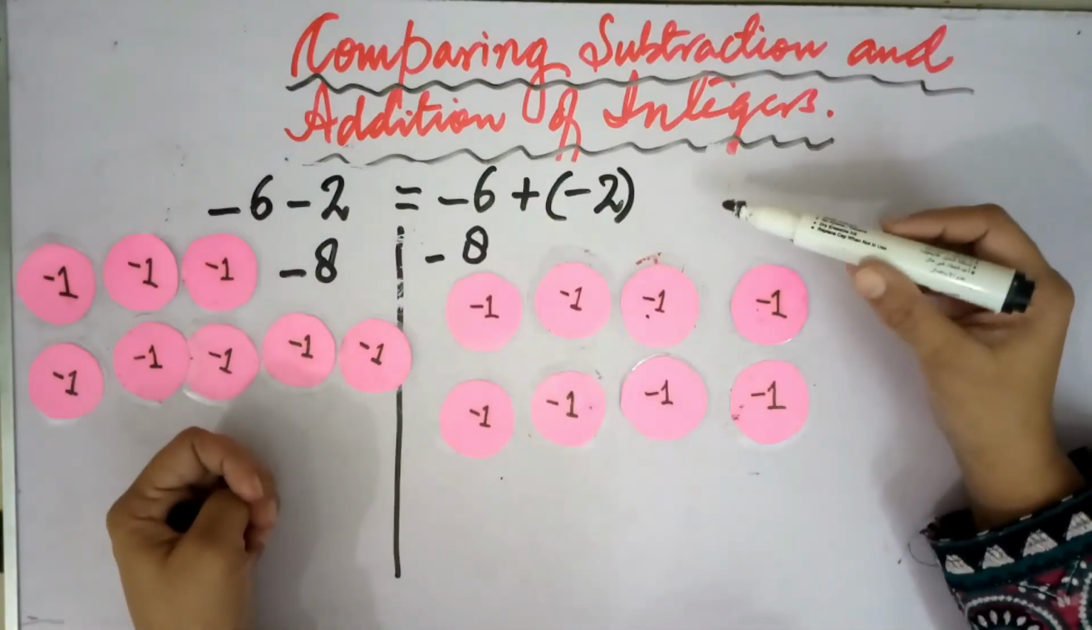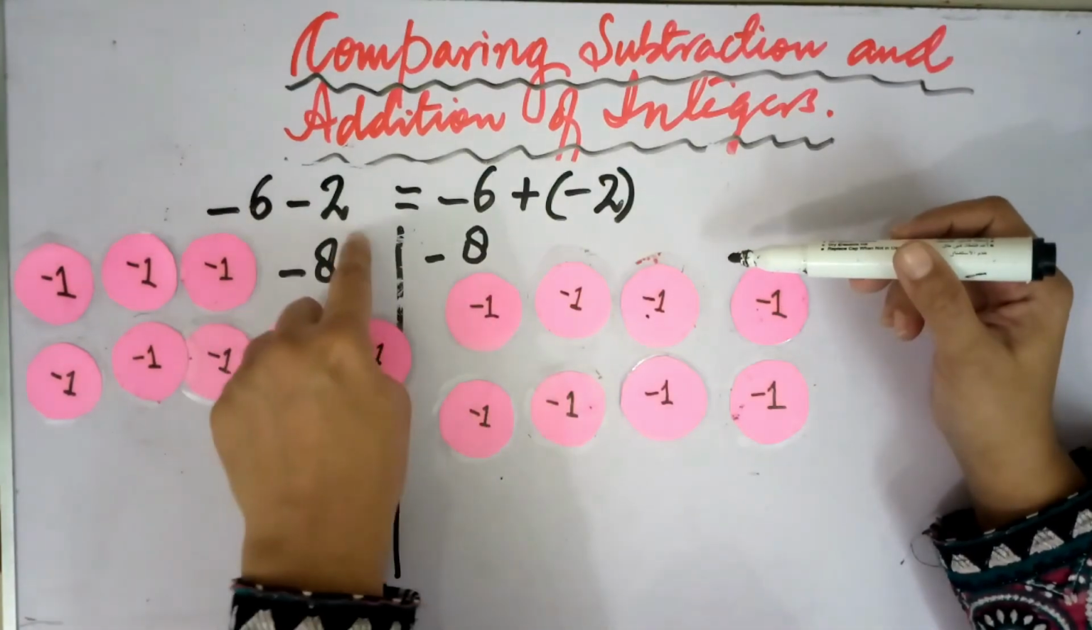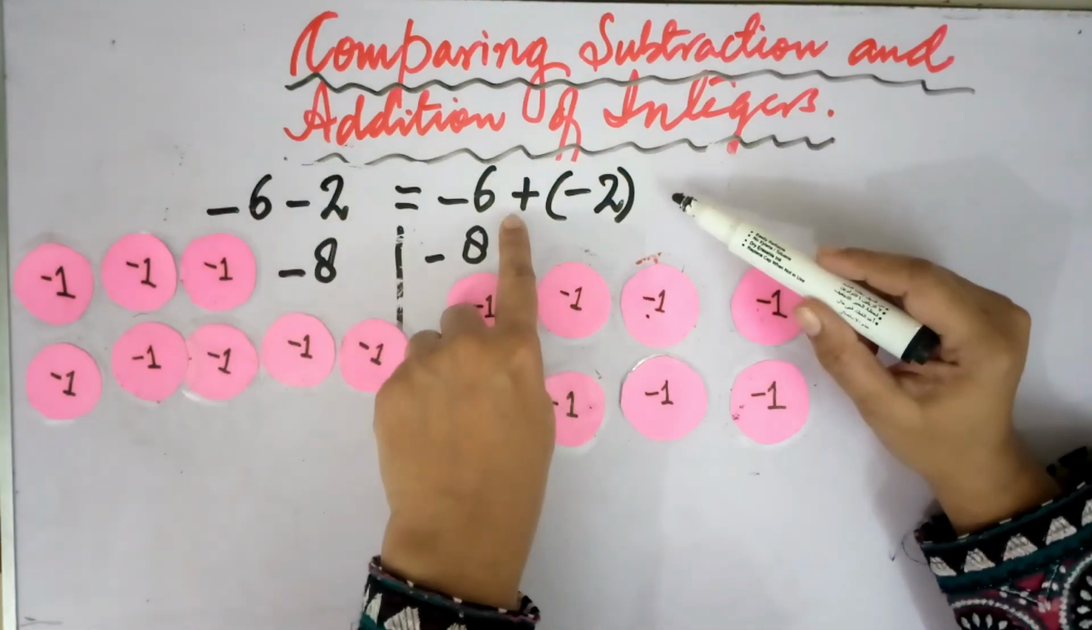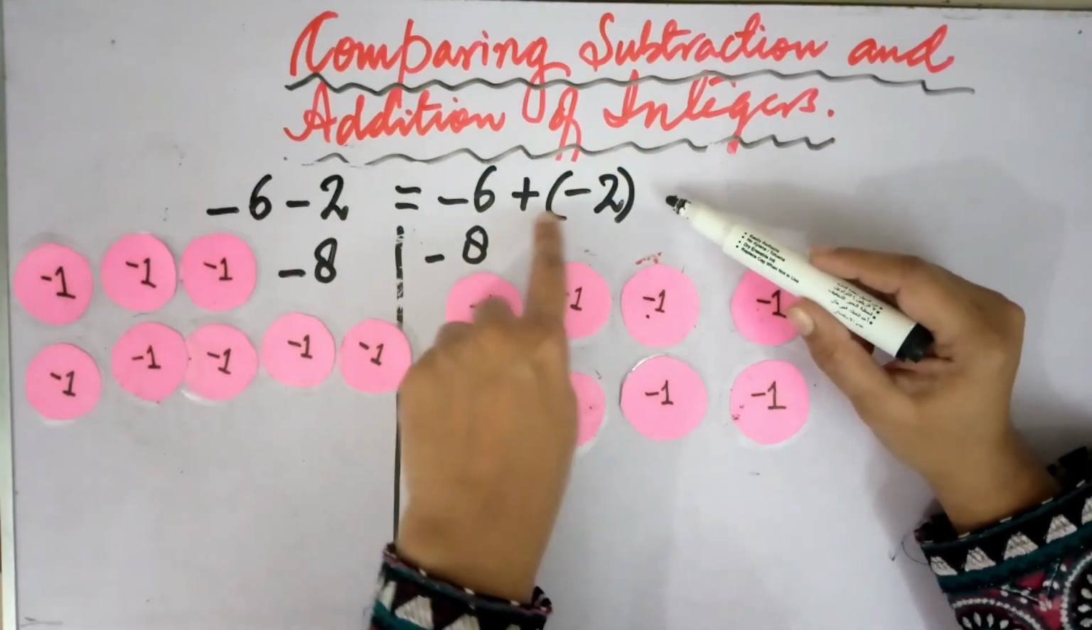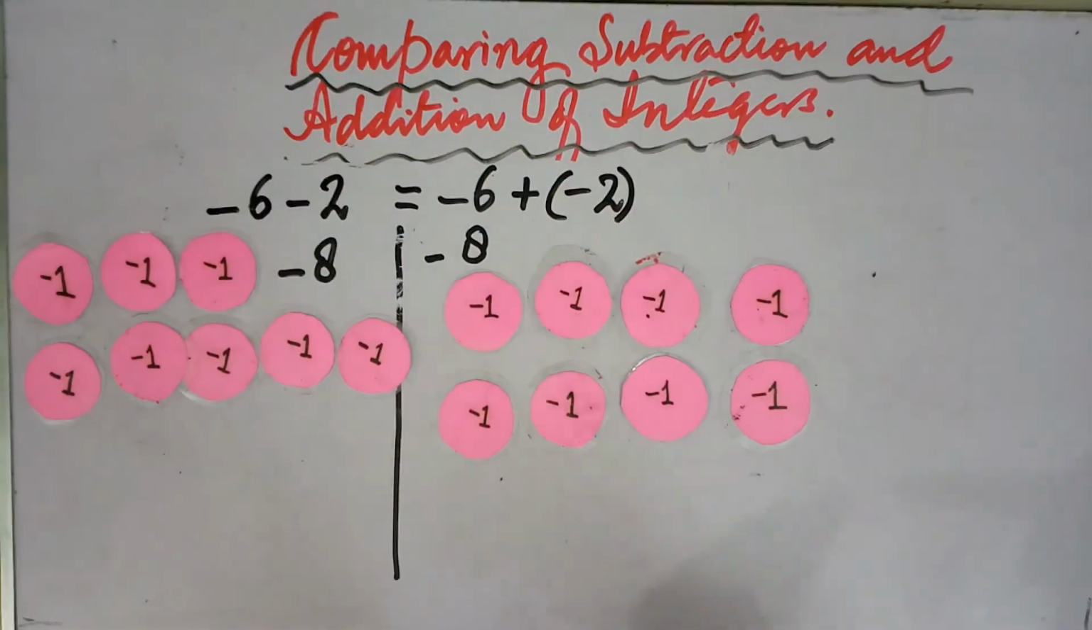So you have learned here that subtracting a positive integer is equivalent to adding a negative integer. That's it.